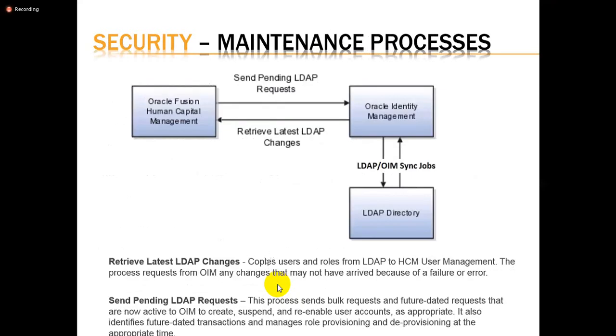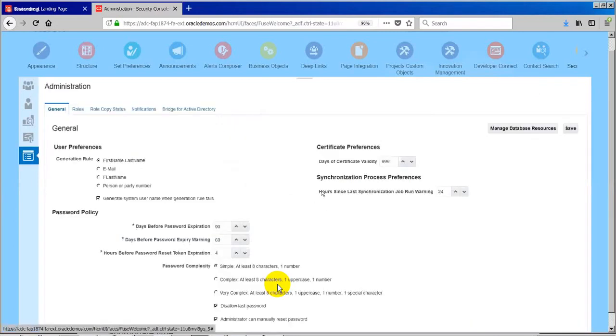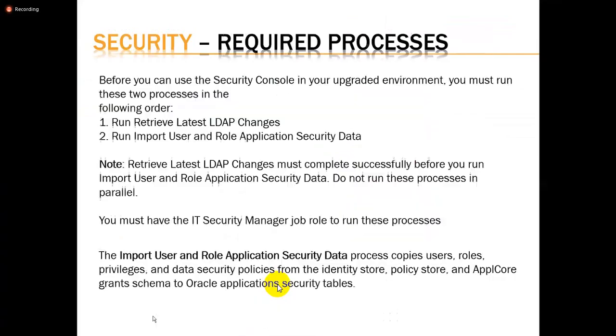So I'm going to demonstrate how to schedule the jobs, how to run these jobs, and how we can create a request set to make sure these jobs run one after another. Okay, so that is the reason here. Synchronization process preferences. Synchronization is nothing but import user and role application security data.